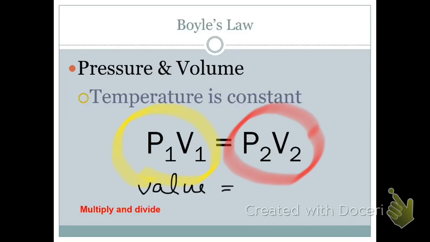Either way, make sure you understand that the value of condition 1 is equal to the value of condition 2. So I may make a change in the pressure, but the multiple of the new pressure and the new volume has got to be equal to the same value as the original pressure and volume multiplied together. So you're only going to multiply and divide when you have Boyle's law. Multiply your condition of pressure and volume together, and then divide it by either the change in your pressure or the change in your volume.